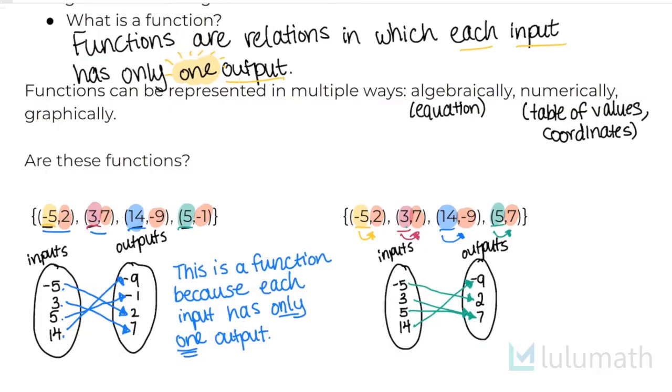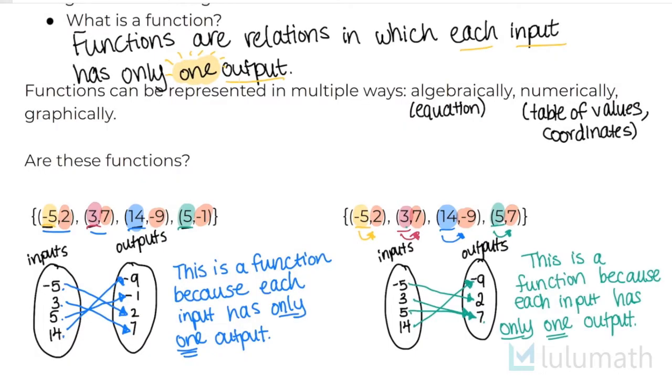So even though the 7 has 2 arrows coming to it, each one of my inputs is only going to a single output. Each one of my inputs has only one arrow coming off of it. So this is still a function because each input has only one output.